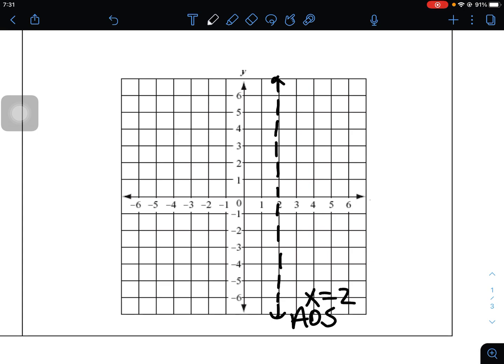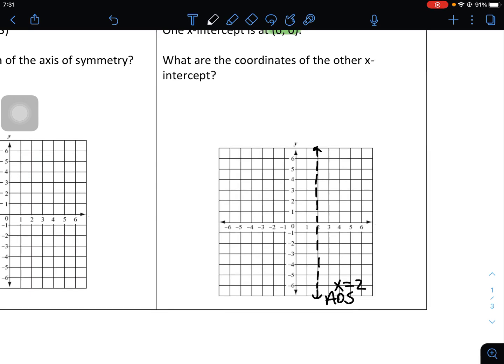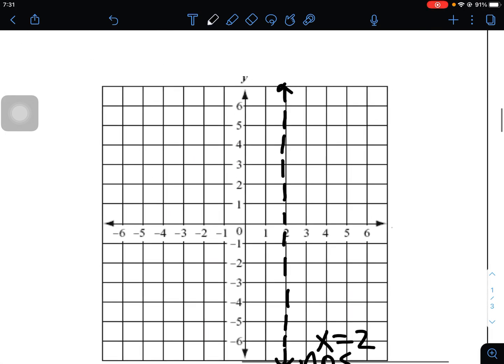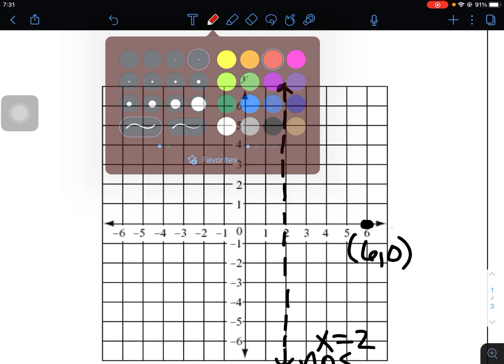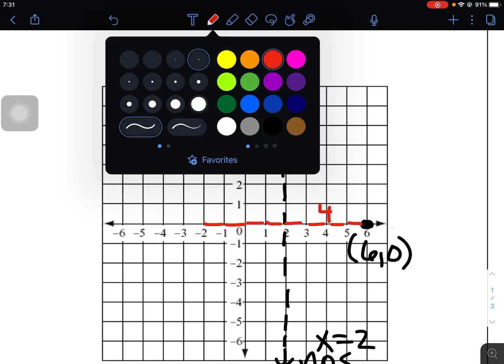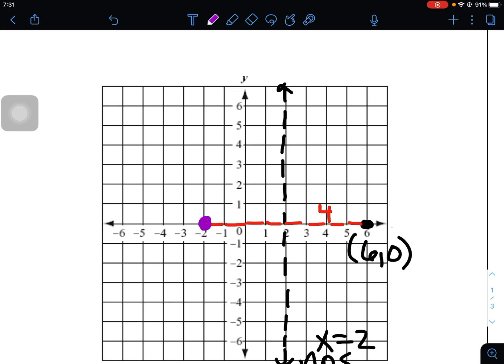Again, x is equal to 2, which means our vertex is going to have an x value of 2. Now, one x-intercept is at (6, 0). So I've got one ordered pair here at (6, 0). Now, I don't know what my vertex is. I don't have any other ordered pairs on this graph, but what I do know is that I am 1, 2, 3, 4 spaces away from that axis of symmetry. So what I need to do is count in the other direction, 1, 2, 3, 4, to land myself right here at (-2, 0).